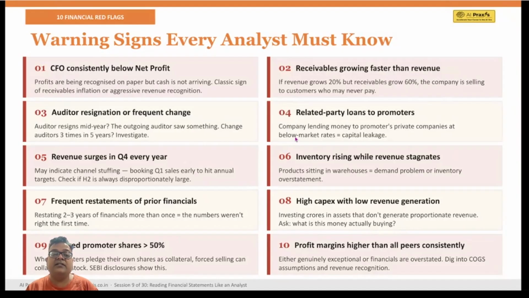Red flag 10, profit margins consistently higher than all peers. This could mean the company is exceptional or the numbers need deeper scrutiny. Closing line for slide. Very simple. None of these guarantee fraud, but every single one of them demands a question. Why? And that question is what protects you as an analyst.